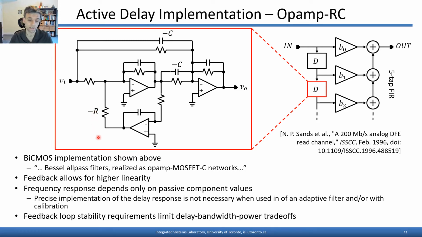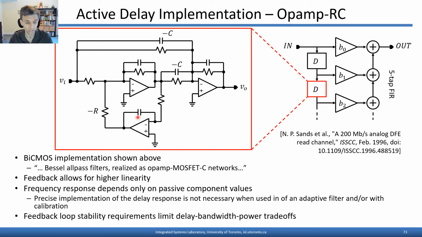But I'd say that in this case, an application like this, that's an adaptive filter anyway, very precise implementation delay response may not be necessary, since you're going to adjust and adapt the tap weights B0, B1, B2, and so on anyway. That can partially compensate for any non-idealities in the delay response.